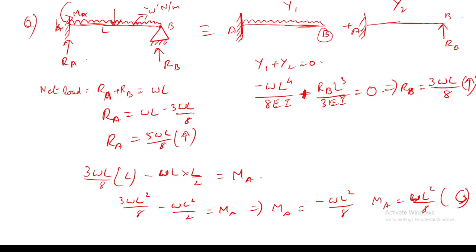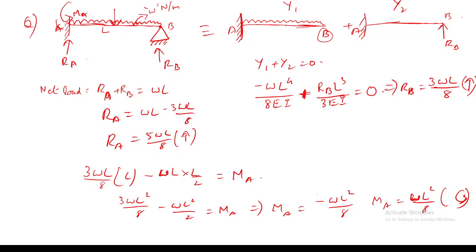Sir, if we try to find reactions by the regular method at point RB, it shows some different value. By which method? By taking summation of moment at point A equal to 0, for finding RB.